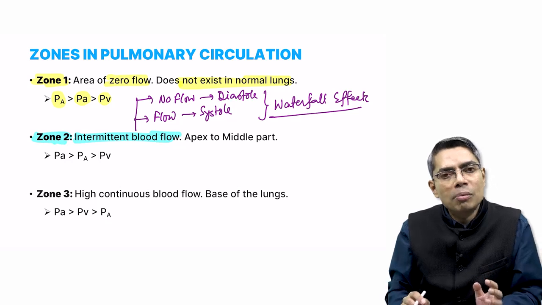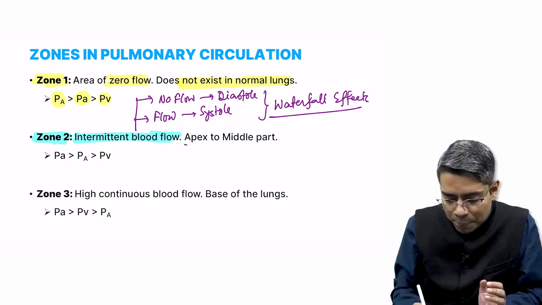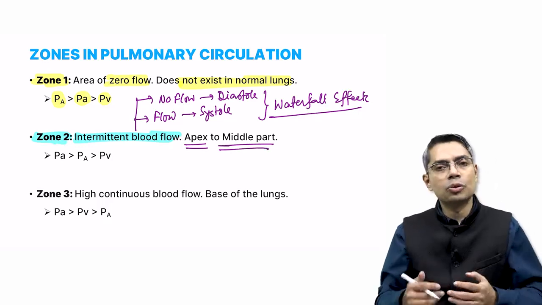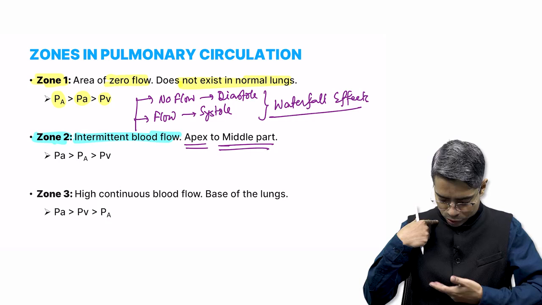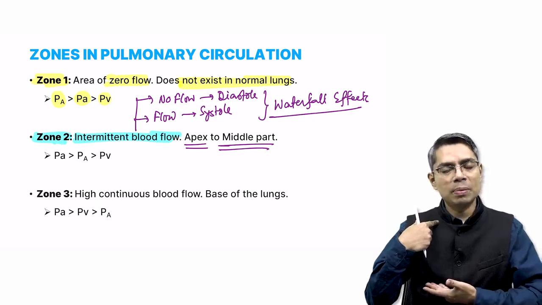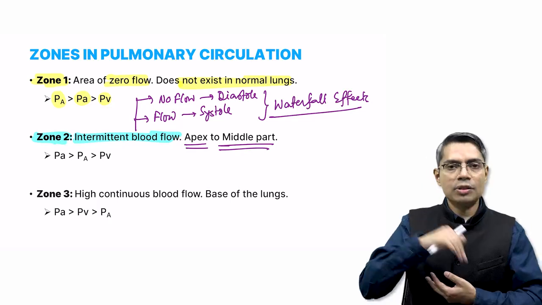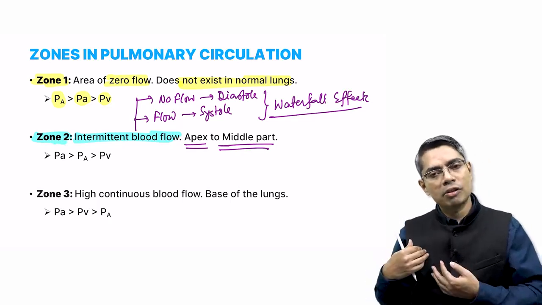Zone 2 is normally seen in which region of the lung? The apex to middle part of the lung has zone 2. So, from apex to middle part, that is zone 2, where blood is flowing during systole of the heart, but blood is not flowing during diastole.